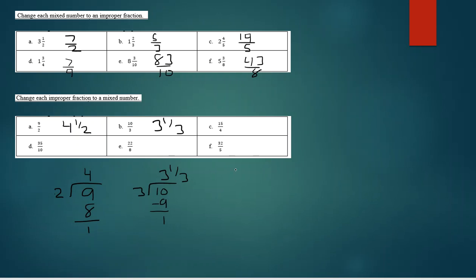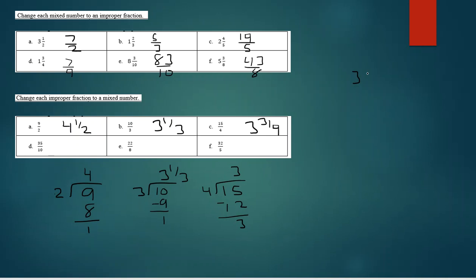Okay, 15/4. We take the 15, we divide by 4. 4 fits into 15 3 times. 3 times 4 is 12. 15 minus 12 is 3. So 3 and 3/4.